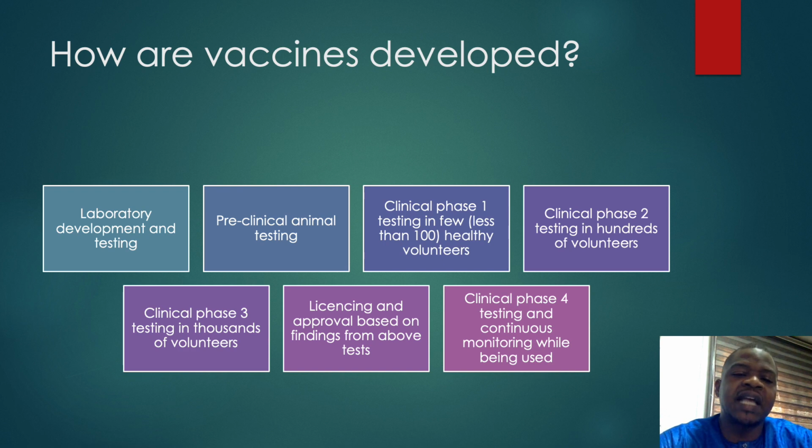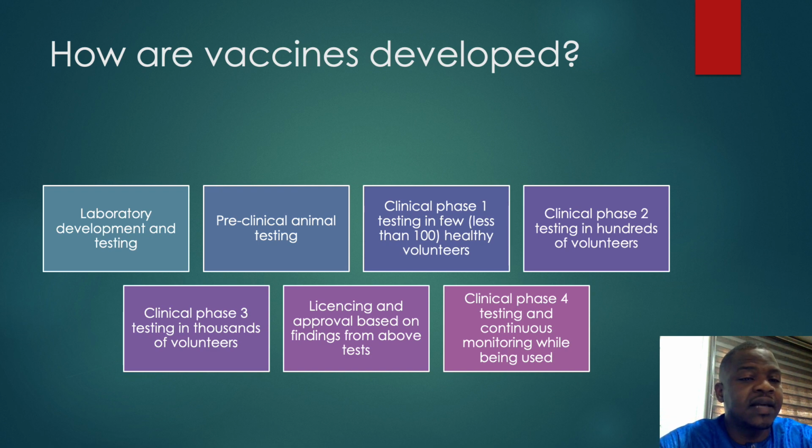So basically, we've known the various types of vaccines, but how are these vaccines developed? Now, it's important to know how these vaccines are developed because it goes through a thorough and rigorous process, and that's what confers on it the safety and the assurance we have that these vaccines are safe and can be used.